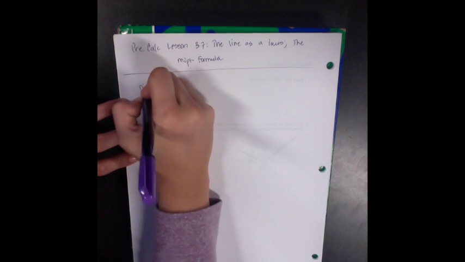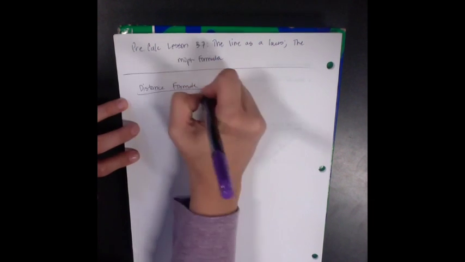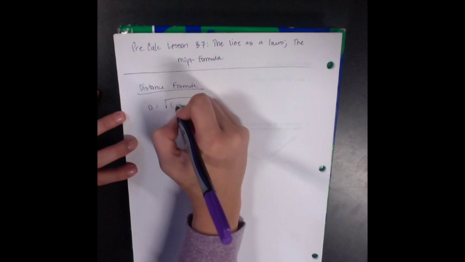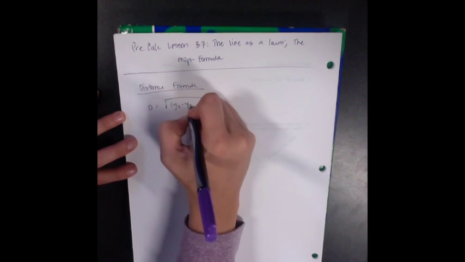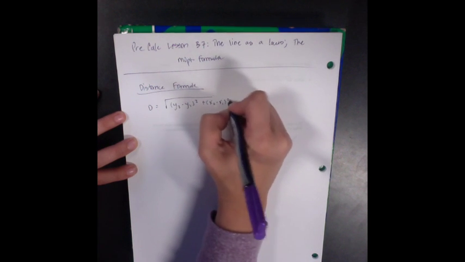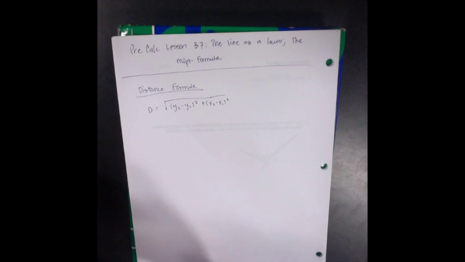I want to remind you of the distance formula. We are going to put it into application today, so if you don't know it, you need to memorize it. We have the square root of y2 minus y1 squared plus x2 minus x1 squared. It doesn't matter the order. If you want to do x first, then y, or whatever, it doesn't matter.